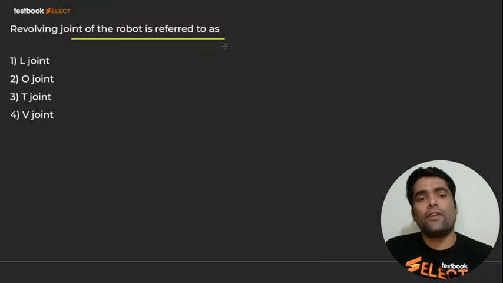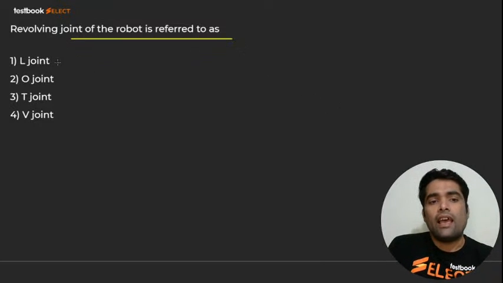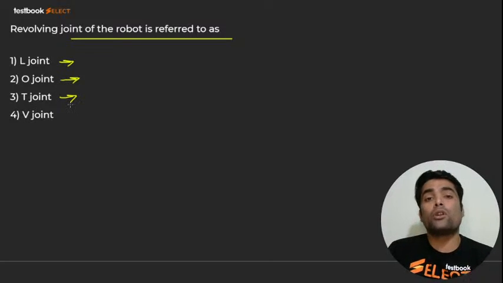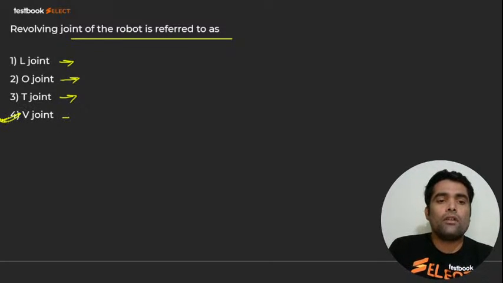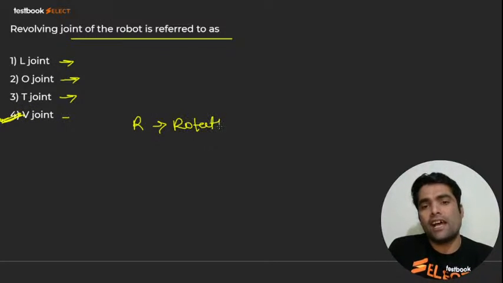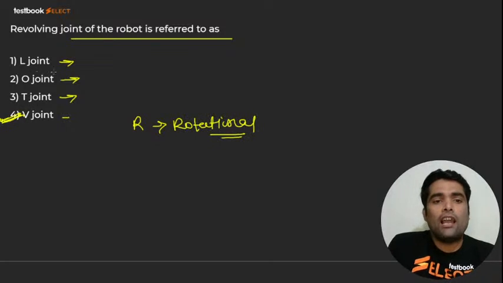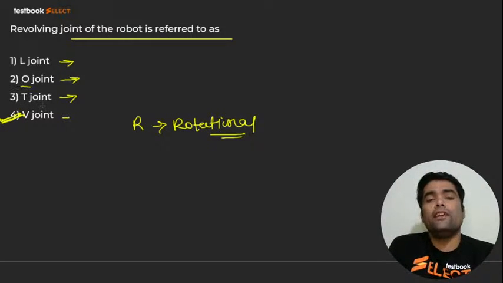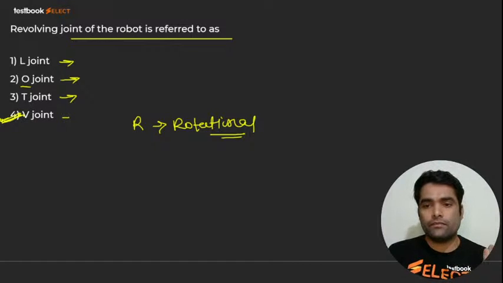Revolving joint of the robot is referred to as L joint, L4 what, my dear? L4 linear, O4 orthogonal, T4, my dear, can you tell me? T4 twisting joint, and V4 revolving joint, and R4, my dear, rotational joint. Remember, हाँ, ये ध्यान रखिएगा. R4, L4 linear, O4 orthogonal, T4 twisting, V4 revolving, and R4 rotational. Here I go for next.